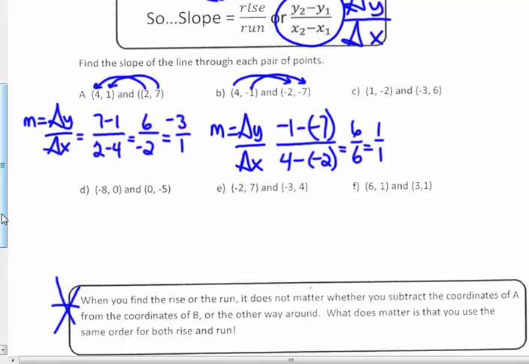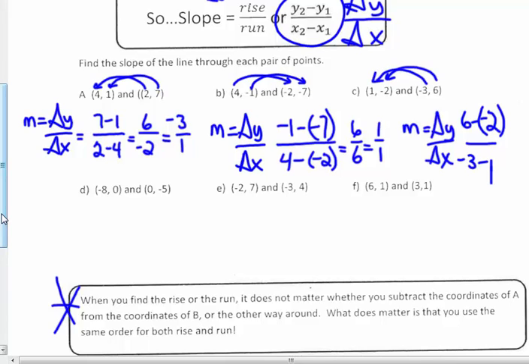Letter C. Delta y over delta x. 6 take away negative 2 would be my change in my y values over negative 3 minus 1. I'm out of space here. Whoops. Negative 3 minus 1, so that would give me 6 minus negative 2 is 8. It's going to get cut off here. 8 over negative 3 minus 1 is negative 4. So my slope here, m equals negative 2 over 1. That's the answer for C up there.